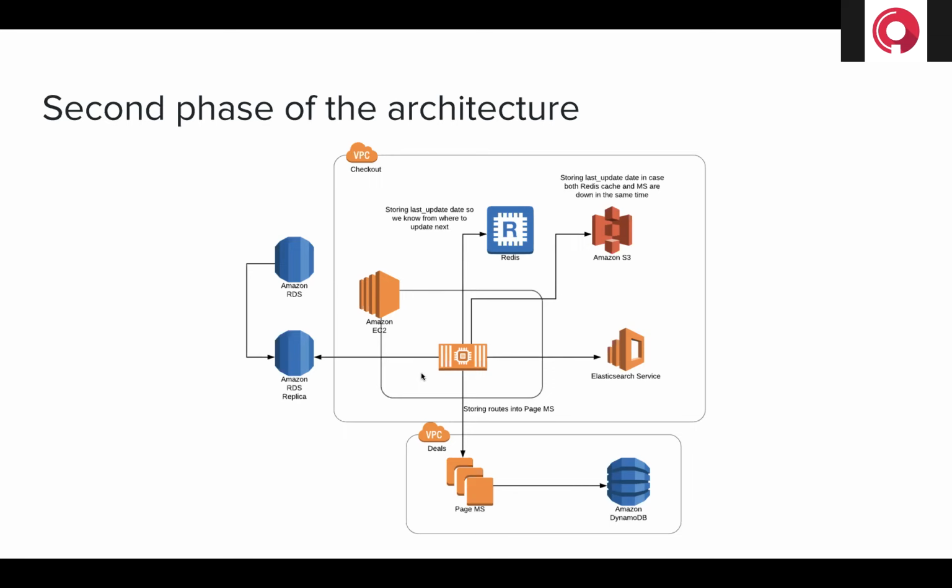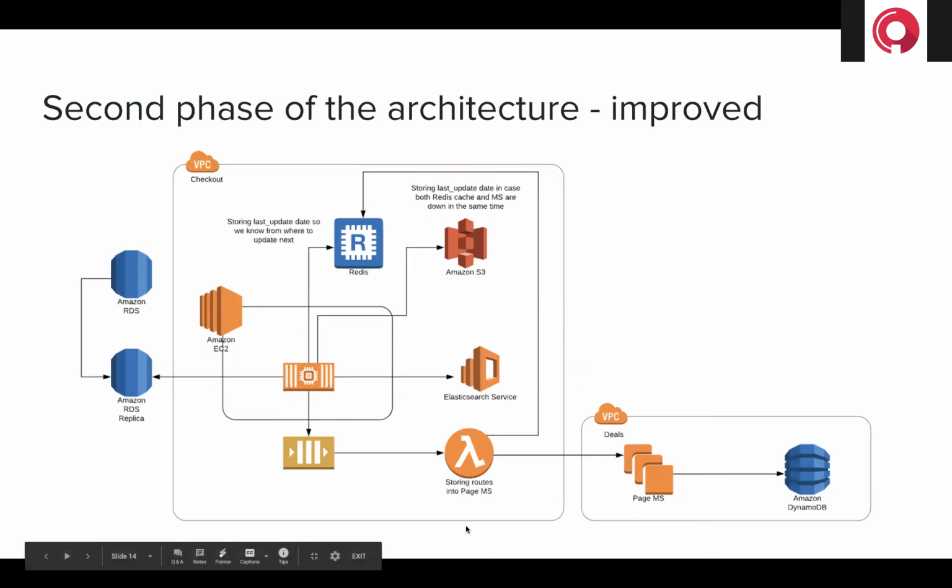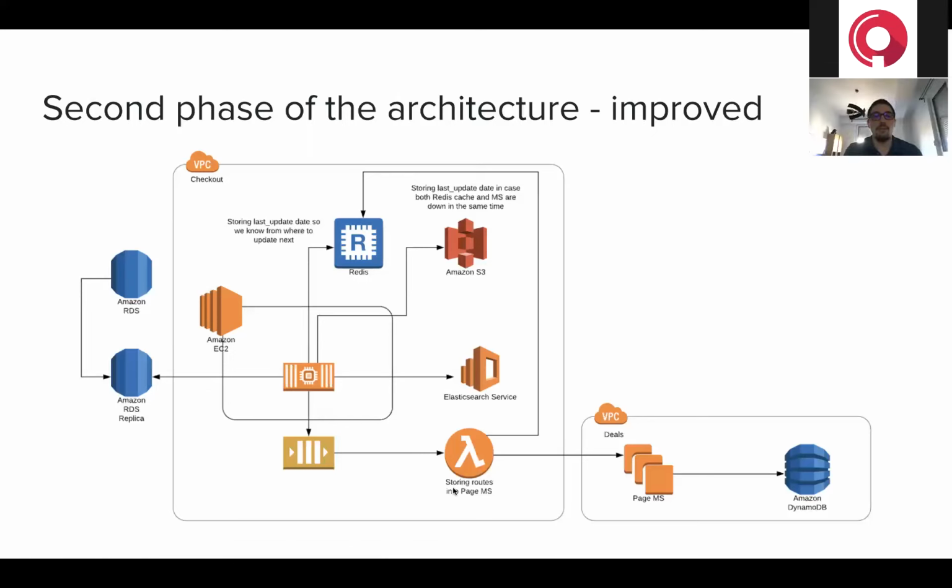In order to bypass that, we decided to go with a slightly different approach. We'll use Amazon SQS, which means we're going to read all of the routes and throw them into SQS, and then with Lambda, we're going to save them into the page microservice. That means the Lambda will be responsible for storing things into the page microservice. Why I'm mentioning Lambda here, and why Lambda is connected to Redis, I'm going to give you an example.